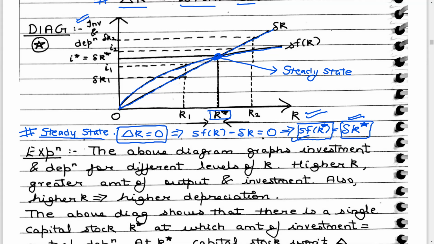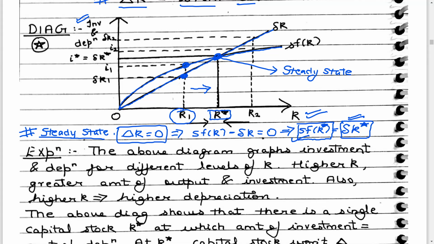Now you can see, guys, if the economy is at a level of capital stock per worker below the steady state, suppose K1, now at K1, this is my investment, but this is my depreciation. That means at K1, investment is more than depreciation. That means the new capital added in the economy is more than the capital which is wearing out. This will cause the capital stock per worker to rise till we reach the steady state level K star.